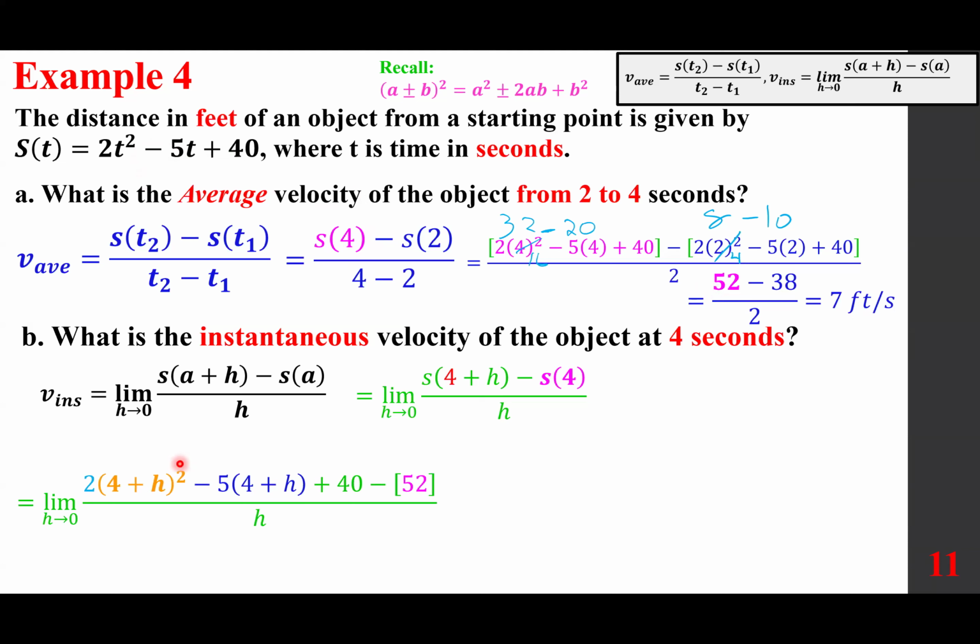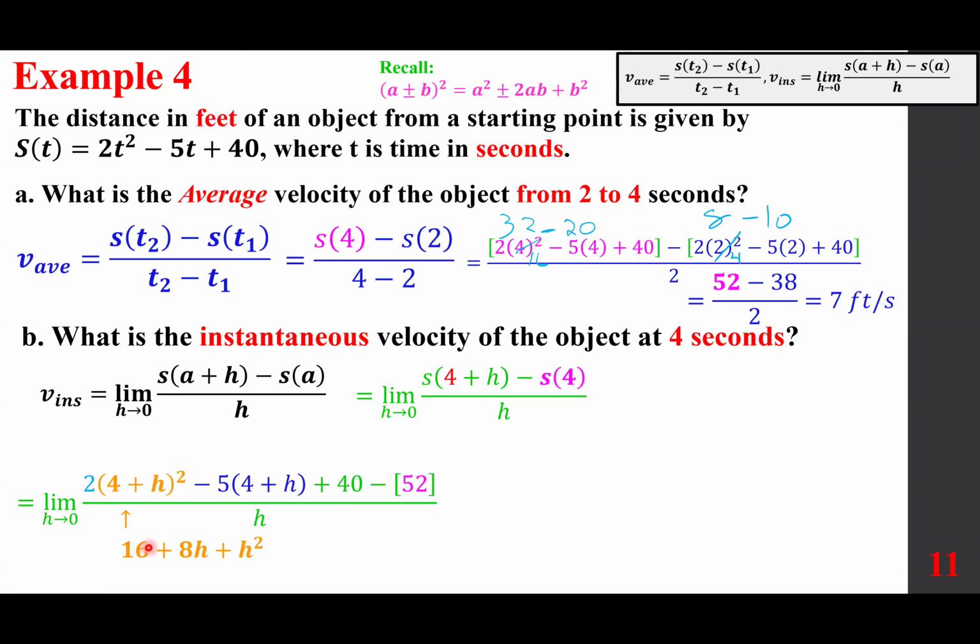So 2 times (4 plus h) squared minus 5 times (4 plus h) plus 40 minus s of 4, which has been already calculated as 52. So how do we deal with (4 plus h) squared? You square a plus b. So this gives you 16 plus 2 times 4 times h, it's 8h, plus h squared.